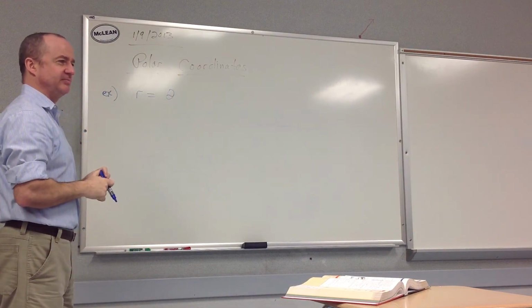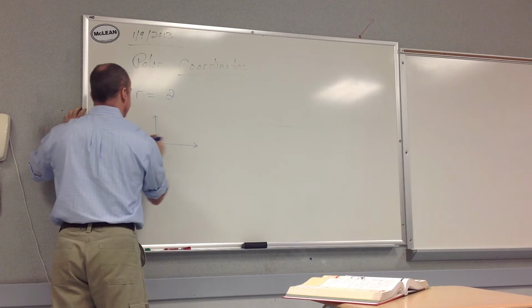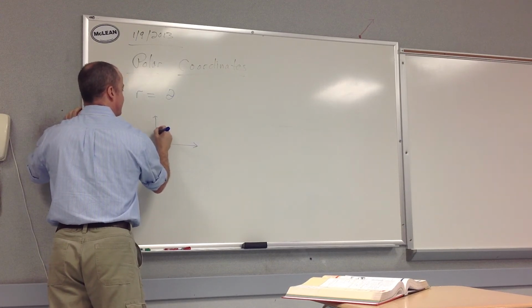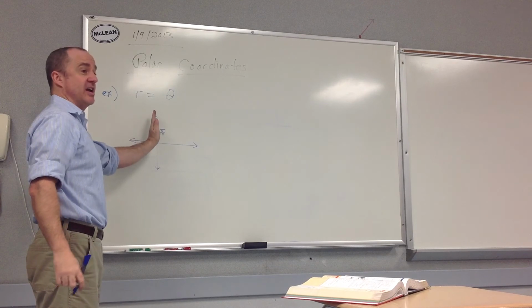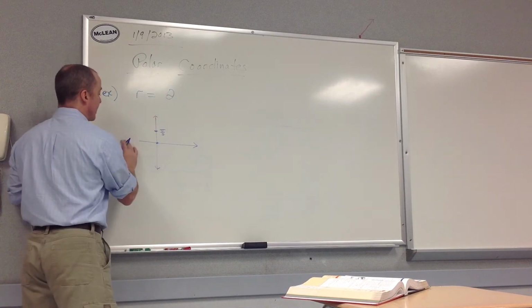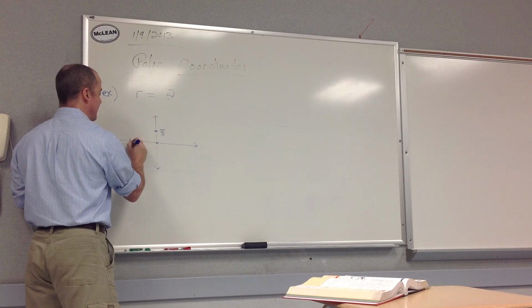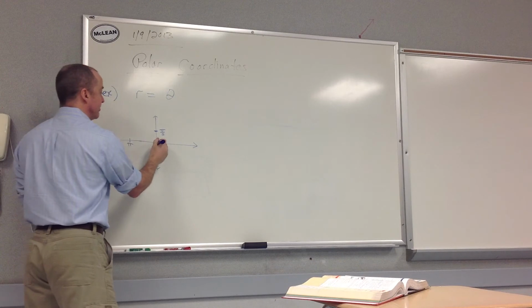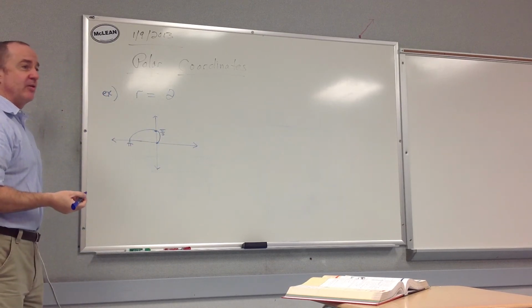R equals theta. As theta increases, at 0 you're at 0. At pi over 2, you are at approximately 1.57 at a 90-degree angle. At pi, you're at approximately 3.14 on this axis. So that's the simplest way to get your spiral going, right? How would you do that?